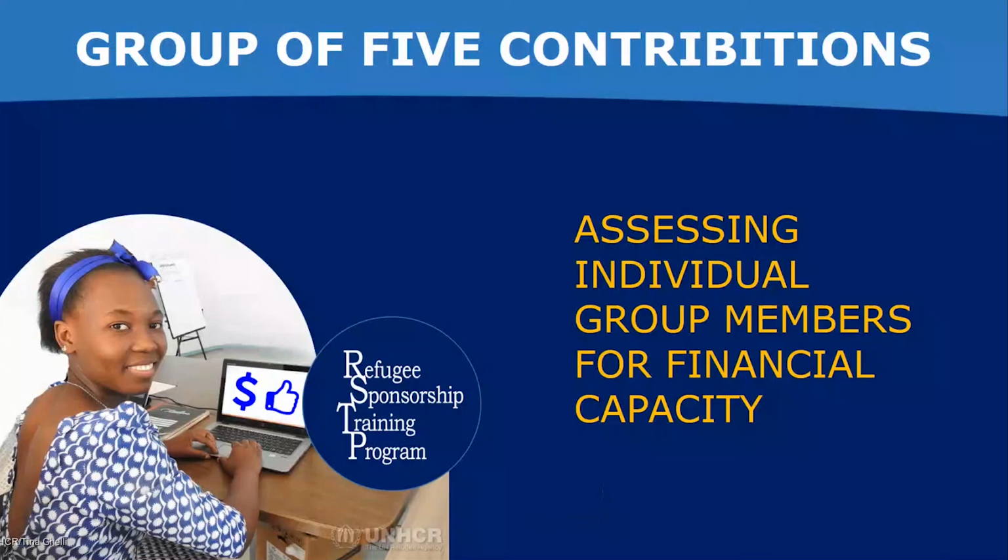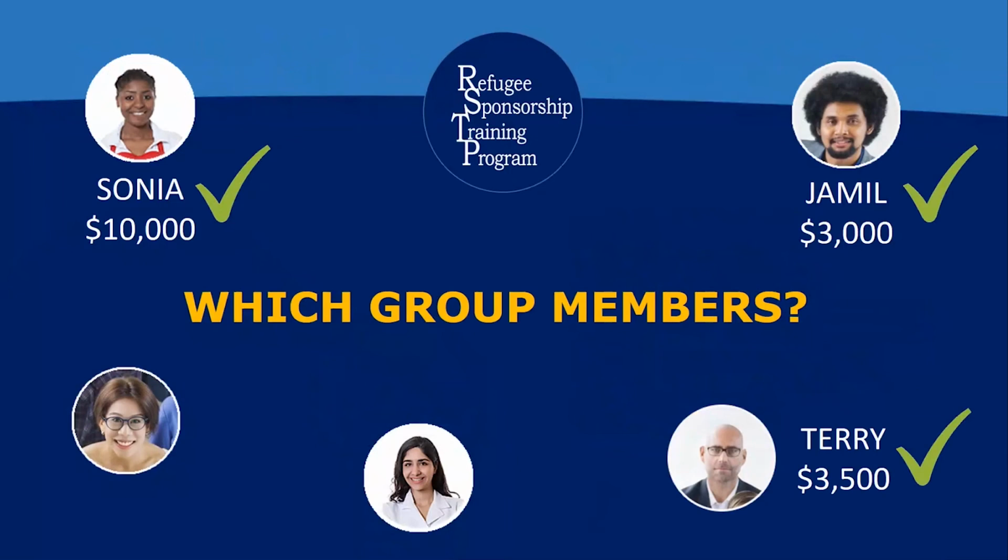Group of 5 financial contributors. We're going to see how IRCC assesses individual group members for their financial capacity. So here is an example group of 5. In order to determine who is going to be assessed for their financial capacity, we'll only take a look at those who are making financial contributions.